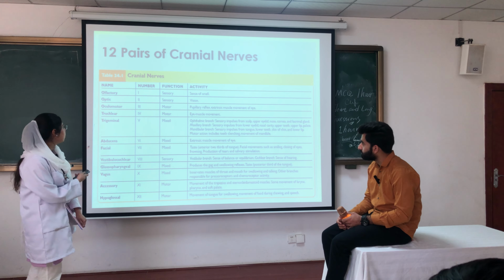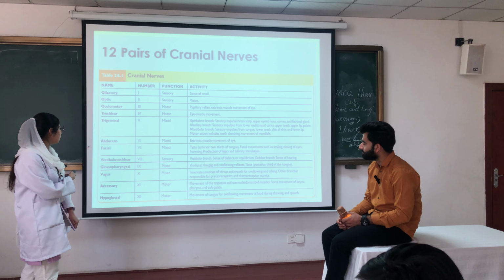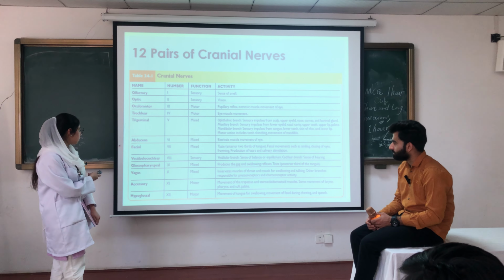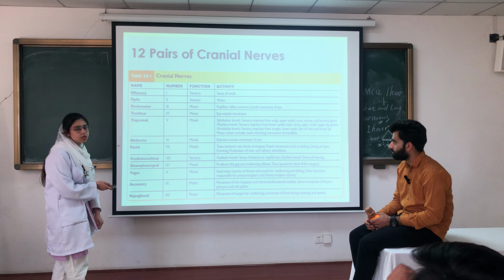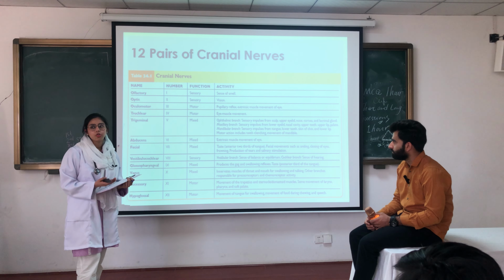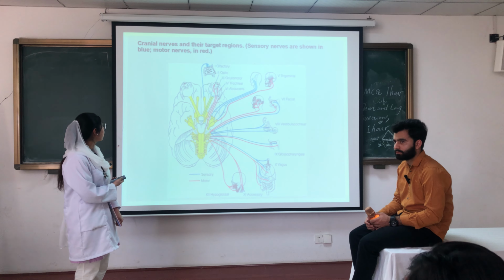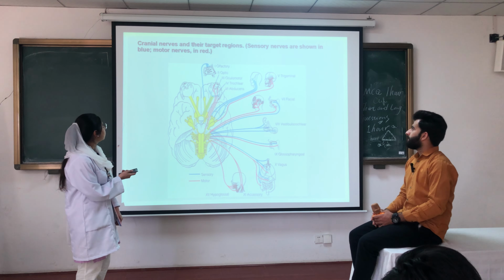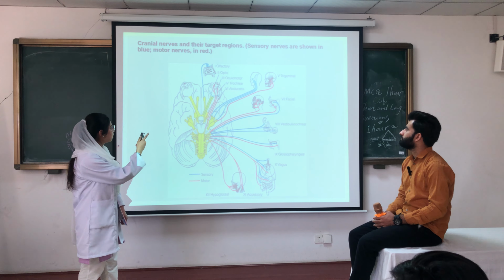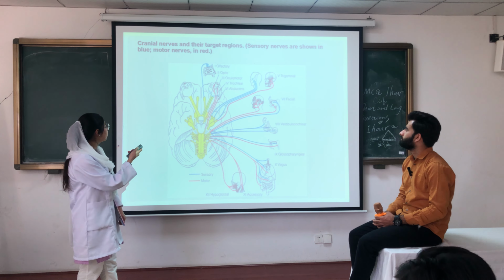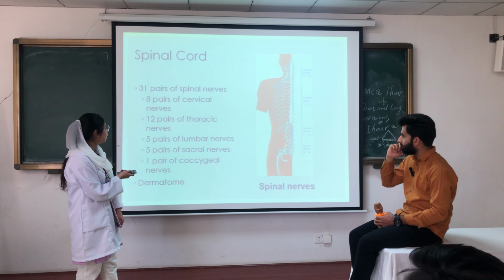There are 12 cranial nerves, which consist of olfactory, optic, oculomotor, trochlear, trigeminal, abducens, facial, vestibulocochlear, glossopharyngeal, vagus, accessory, and hypoglossal. These nerves can be classified according to their functions. Some are sensory, some are motor, and some are mixed nerves. This picture shows the cranial nerves and their targets. Sensory nerves are shown through blue lines, and the motor nerves through red lines.